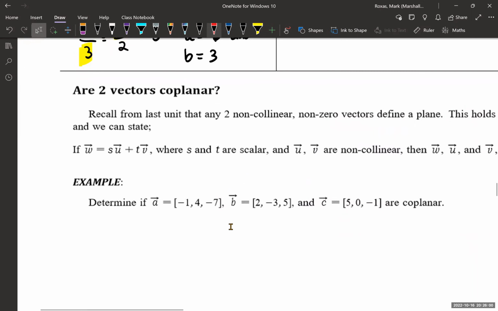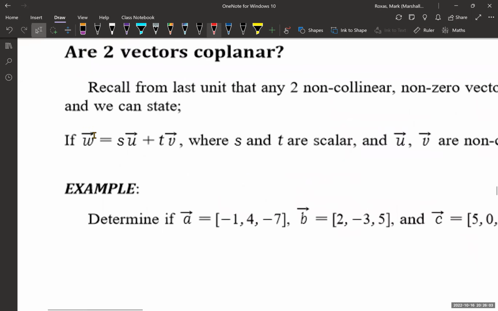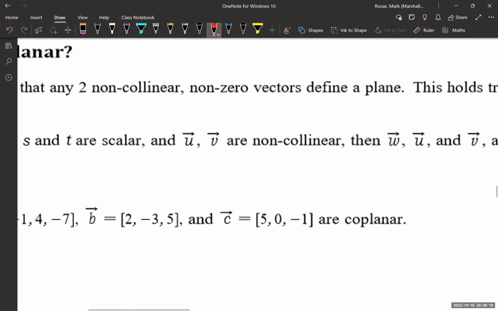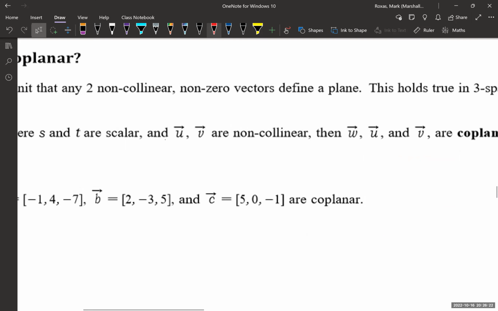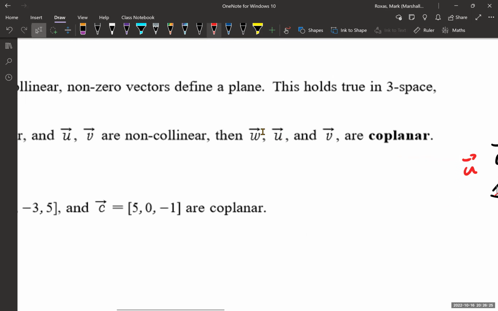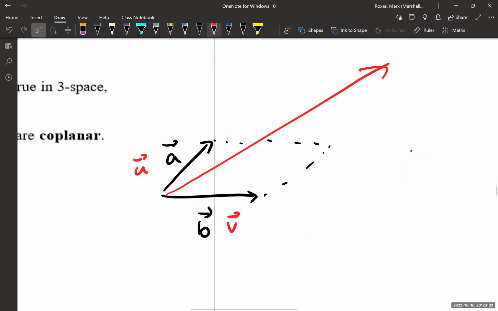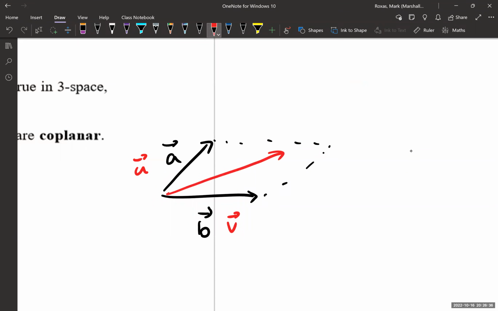So we come back to this formula that we did in the past couple of sections. Some vector W in this 2D plane can be defined by some scalar multiple of u and some scalar multiple of v, if u and v are those non-collinear vectors. So instead of A and B, I could say u and v. Whatever, just two vectors that are non-collinear and non-zero. So if that's the case, then we would say that all three vectors W, U, and V would be coplanar. They lie along the same plane. Okay, so if I had vector W here, these three lie on the same plane.